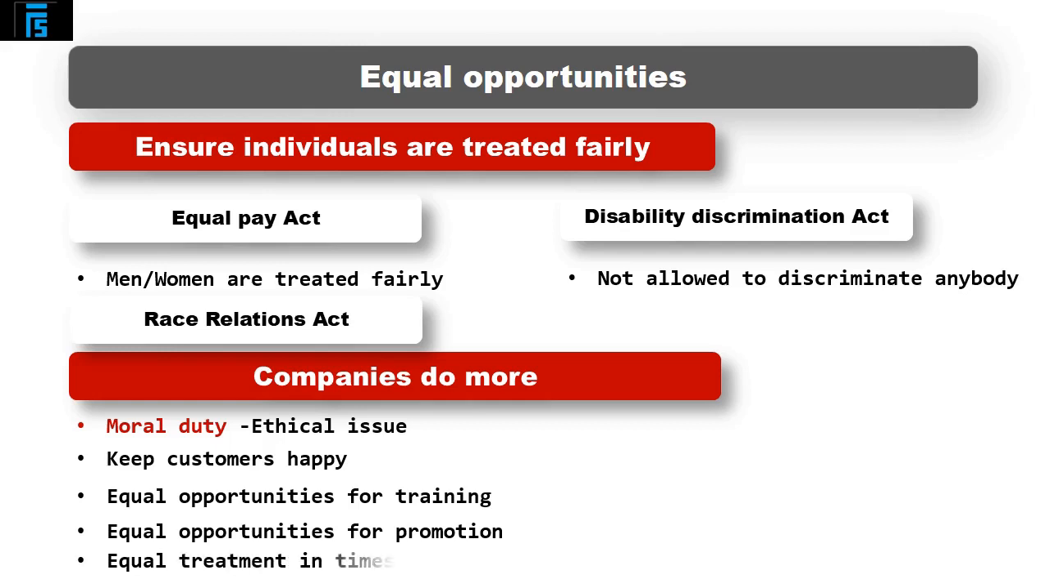The other thing is redundancies. So redundancies, as you may well know, is when you have to let people go because there is no work. So if we're going to make redundancies, it's often because a company is doing badly and needs to save money. Everybody needs to be treated the same. So again, you cannot simply say we will make all the women redundant.